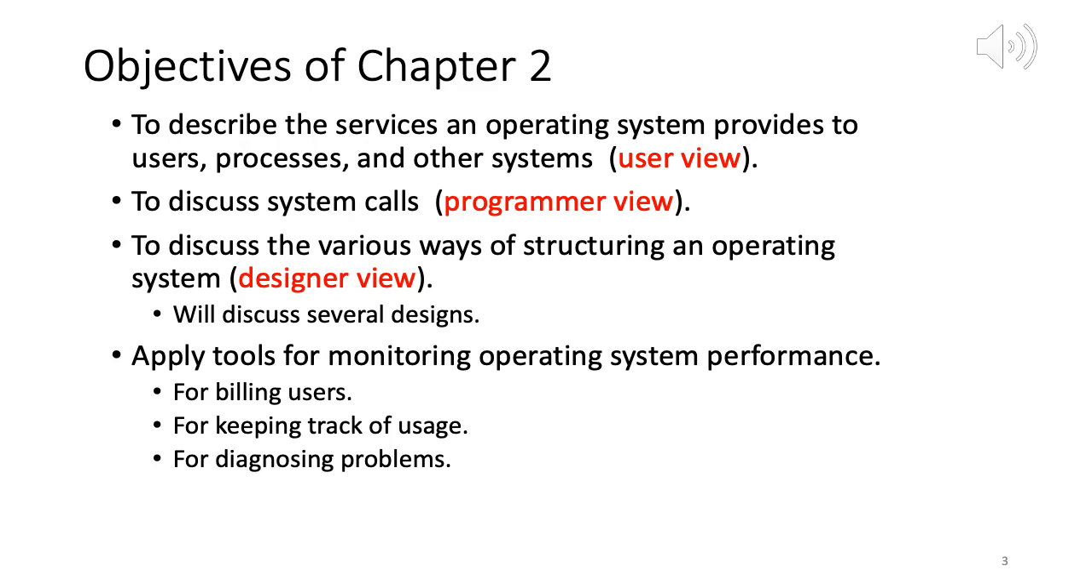To keep track of usage, how much each process is using, for bookkeeping, and for diagnosing problems. So if you see that you have a small number of programs running, and yet your CPU utilization is very high, maybe there's a bug, maybe there's a virus, something is going on. So using these different kinds of tools, which we'll study, you can monitor the OS performance.